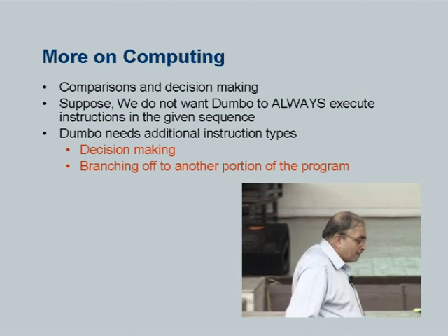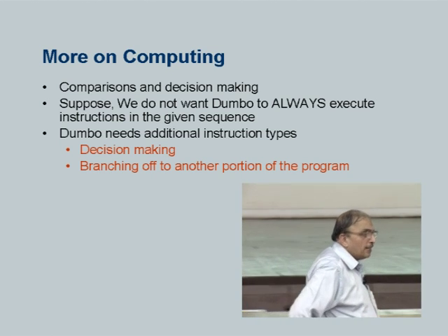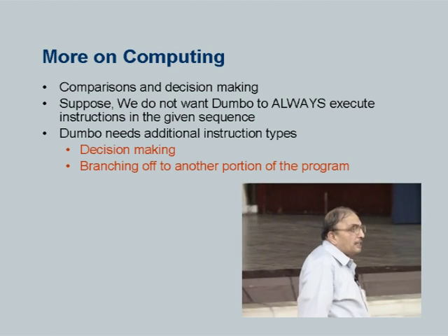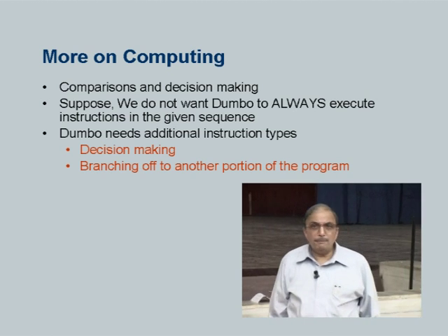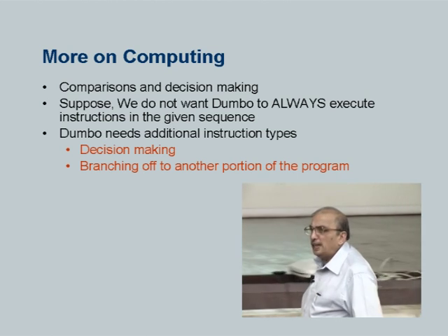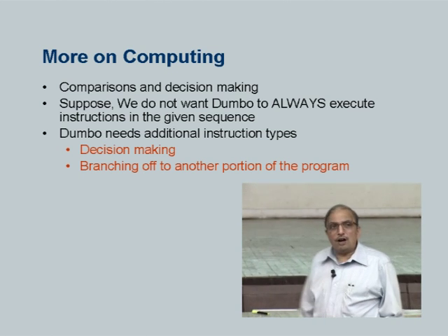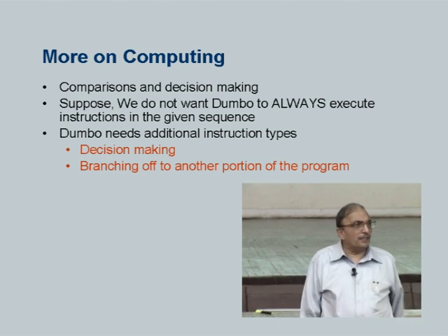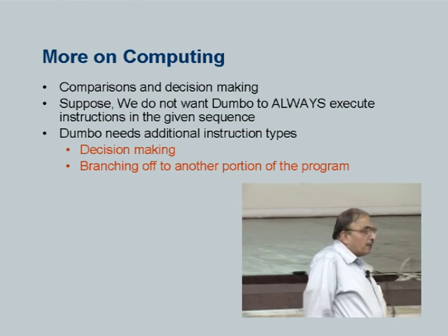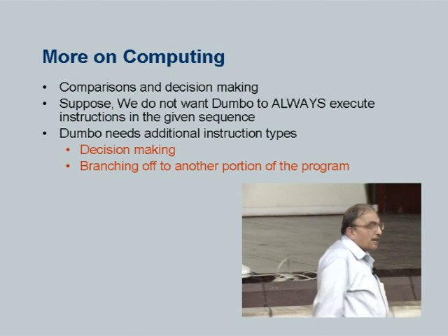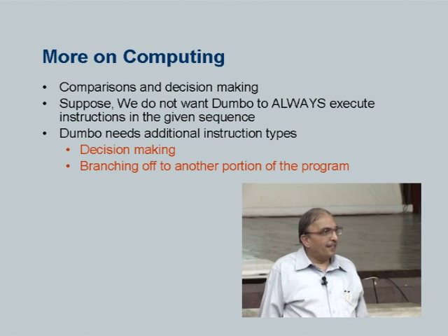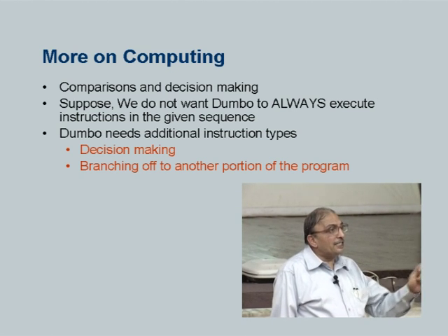We'll now look at more on computing. So far we have seen that Dumbo can execute given instructions sequentially. But is that sufficient? Well, may not be. In fact, most probably it is not, because not everything can be solved by writing instructions one after another. We took an example of a bicycle ride or a car ride. We said we'll go straight at certain speed in the car, but we also said that if there is a buffalo, we'll stop or we'll steer right. Note the question, if there is a buffalo.